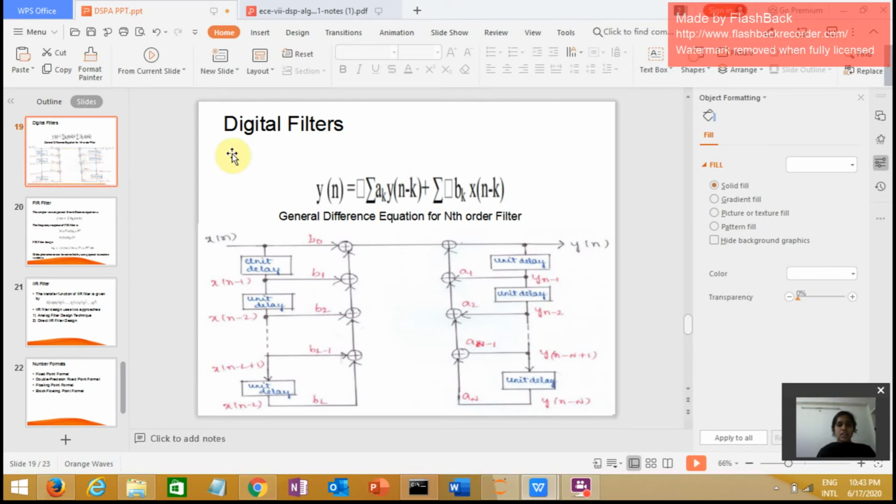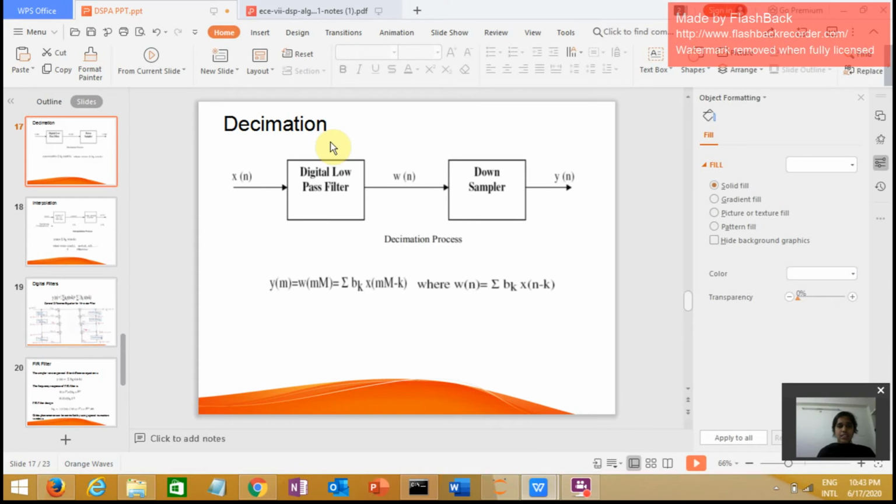What is a filter? Generally a filter is nothing but a sequence called h of n, which operates on x of n and gives a filtered output y of n. That you can see from the previous slide.